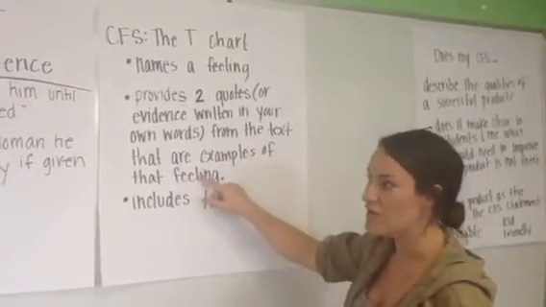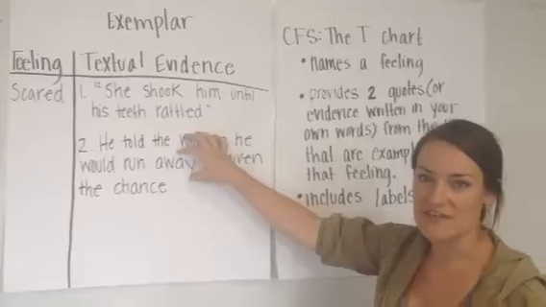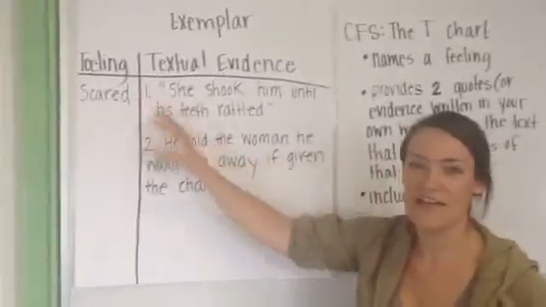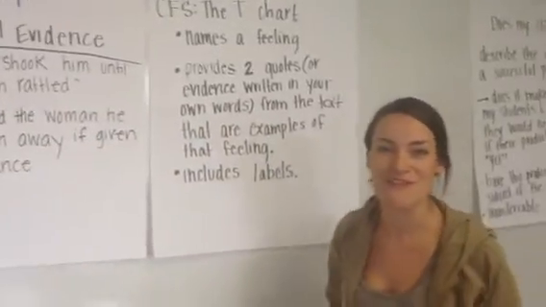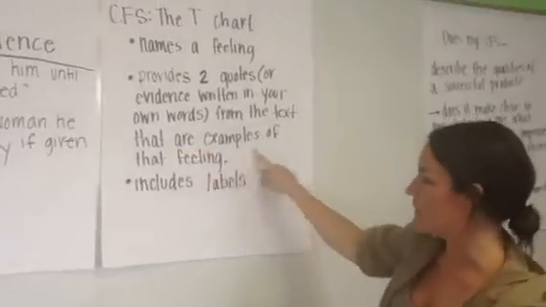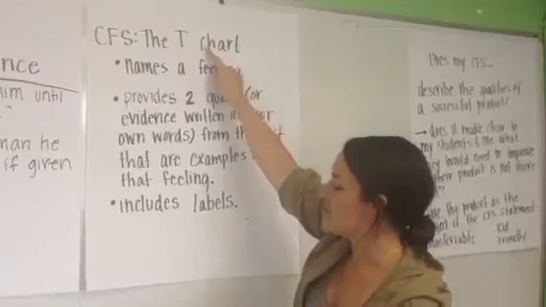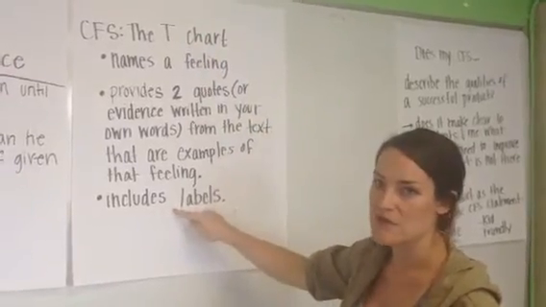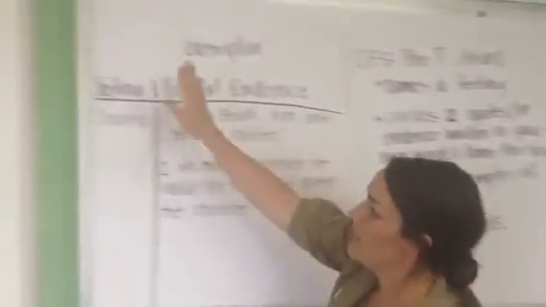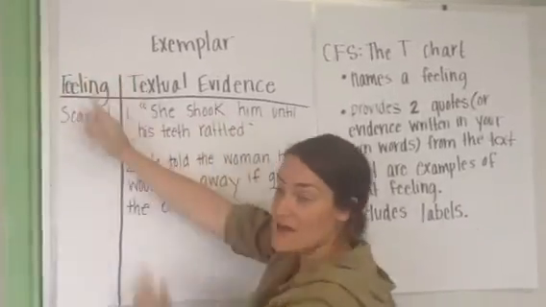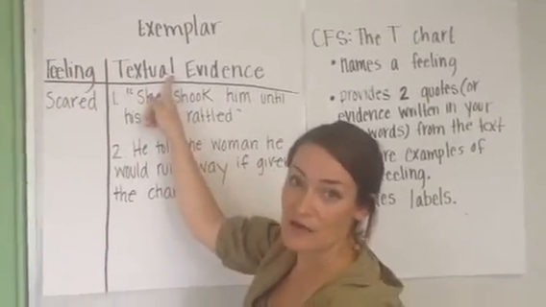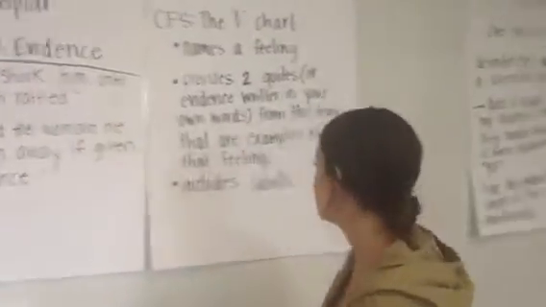I want them to know that they can't put irrelevant evidence here that doesn't tie to that feeling. And you'd be surprised how much you actually have to spell this stuff out for kids, but you do. So I actually want to spell that out, that are examples of that feeling. I also want the T-chart to include labels. Now I actually don't mind if they put evidence and then feeling. I think that's fine, but they actually have to label these 2 categories in order to get full credit.